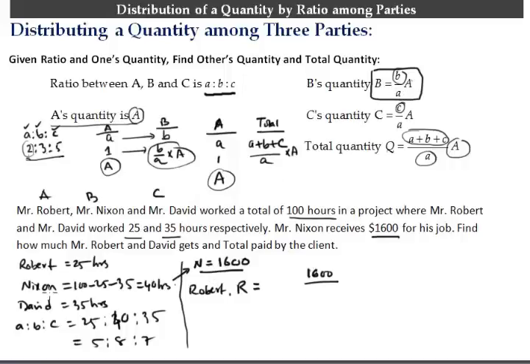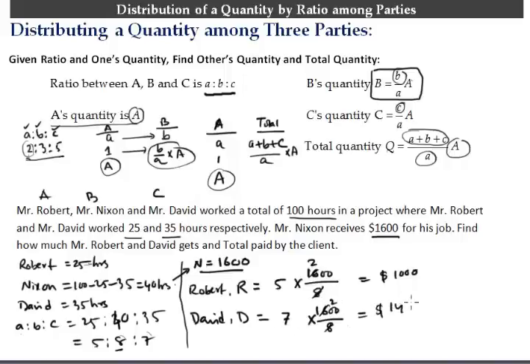Mr. Nixon is the middle one, B, so his corresponding ratio is 8. So this value will be divided by 8, times Mr. Robert's ratio; Robert is the first one, A, and his corresponding ratio is 5. So this will be Mr. Robert's pay. Similarly, Mr. David's pay, if we consider it D, is 1600 divided by Nixon's ratio, times Mr. David's corresponding ratio, which is 7. If we simplify, it will be 200 times 5, so it will be $1000. Similarly 200 times 7 will be $1400.